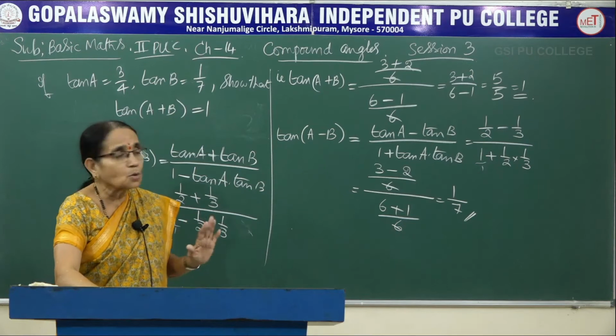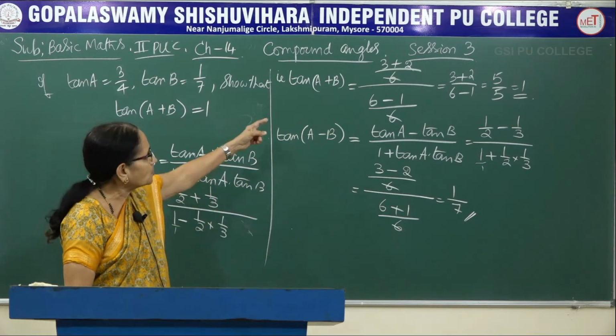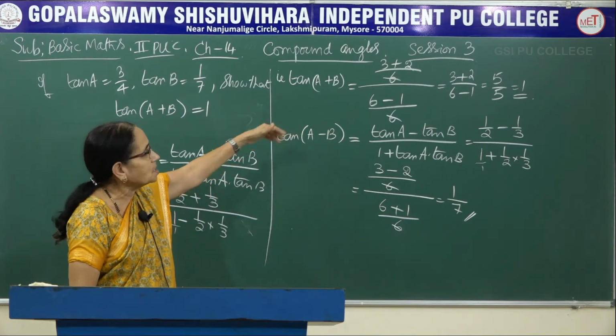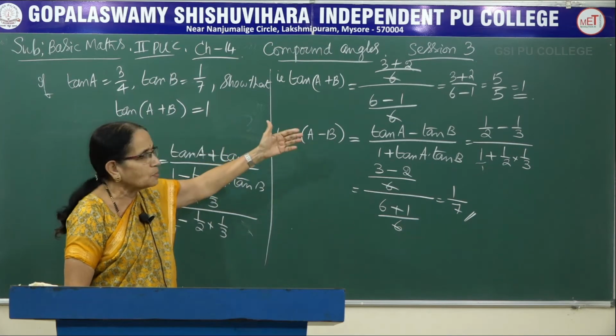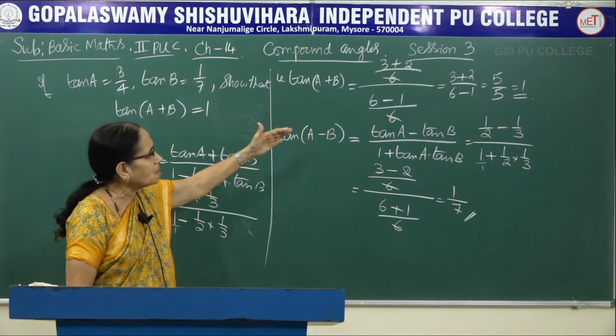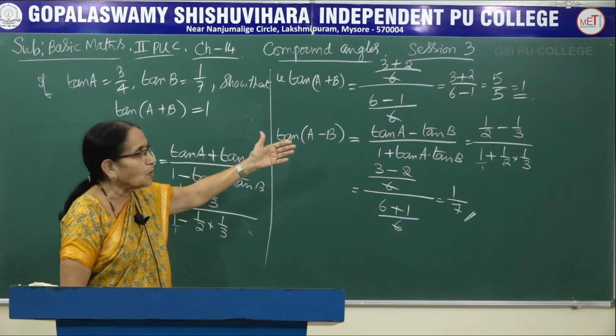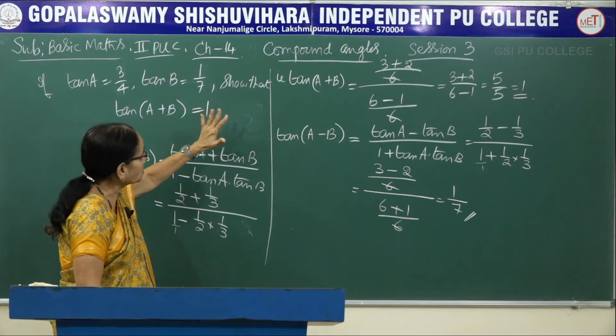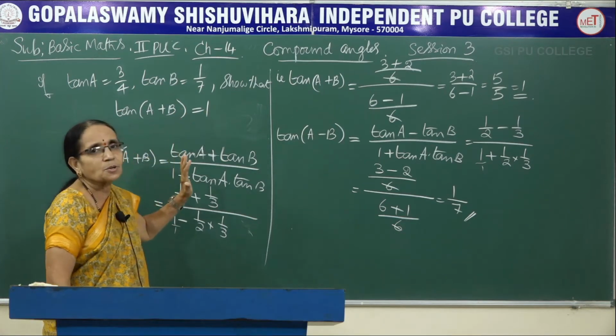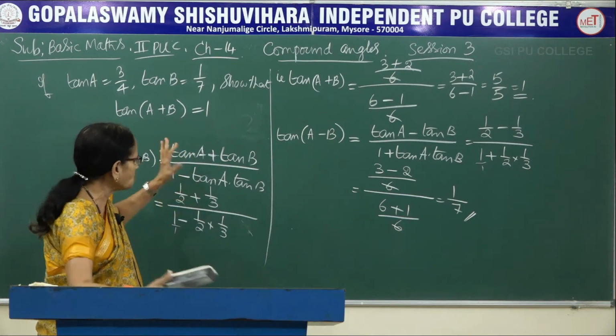So they are asking you to prove a certain result here. You observe here, that's why I kept it as it is. In the previous problem also we got tan of A plus B to be equal to 1, but they had not asked you to prove that tan of A plus B equals 1, though we got it. So in this case now they are asking you to show that tan of A plus B would be equal to 1. The procedure is same.